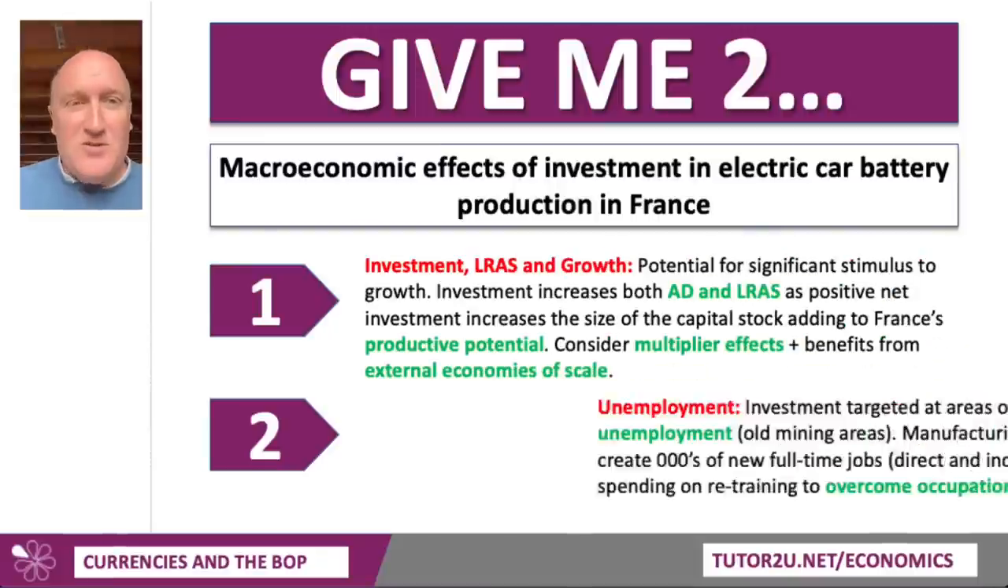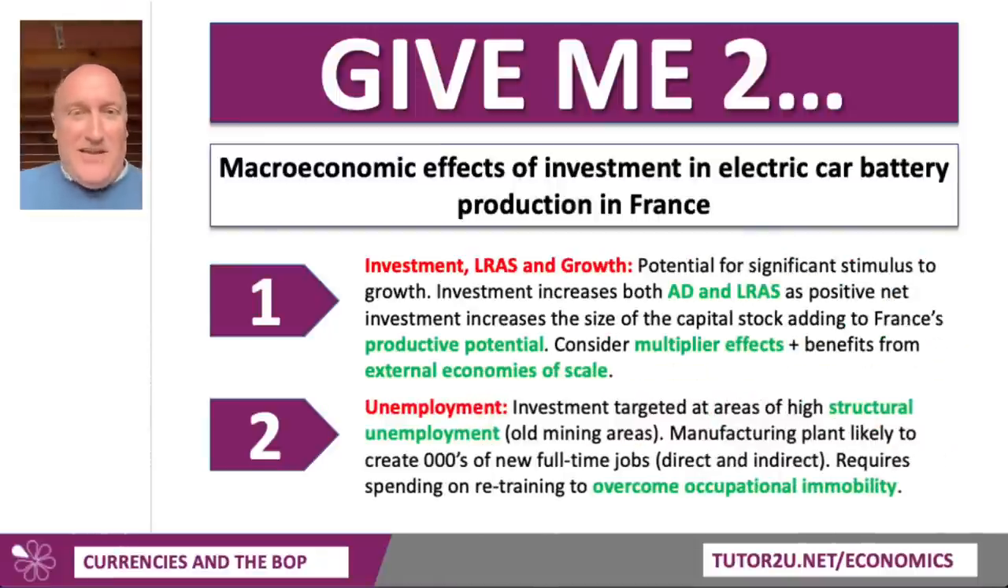Macro effects of investment. Here are my 2 points. Yeah, I'd be going back, as we always do, to our AD/AS curves. So investment. Big investment, billions of pounds, billions of euros of investment, net investment adding to the capital stock. Consider the multiplier effects. Consider the benefits from external economies of scale. Lots of other businesses may well relocate in and around the area of Lens, which is an old mining area. And I think using the extract there, I would definitely focus on unemployment.